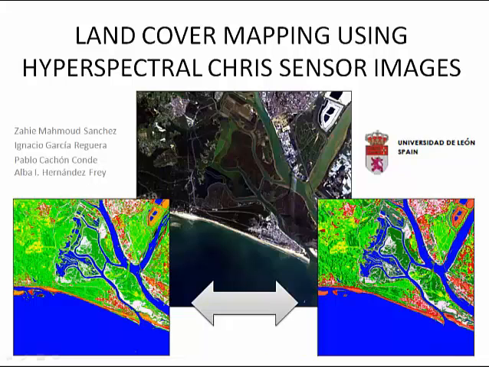We are students from the University of León, and we are going to introduce you to our work about creating land cover maps with hyperspectral remotely sensed data in the wetland area of Doñana Natural Park, using the spectral angle mapper algorithm.